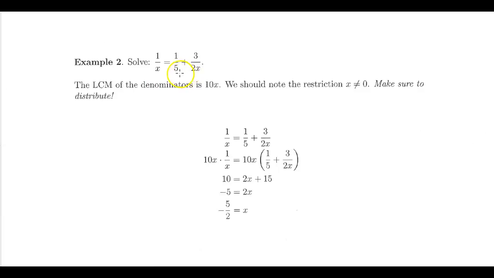The LCD is going to be 5 times 2x, so we'll have 10x. So we can multiply both sides by 10x. When we do that, the x's cancel. We get 10 on the left-hand side. When we distribute the 10x on the right-hand side, we'll get 2x plus 5 times 3, which will be 15. We can subtract 15 from both sides. We get negative 5 equals 2x. Then we can divide both sides by 2 to get negative 5 halves equal to x.